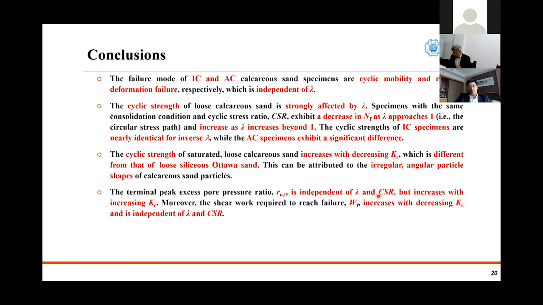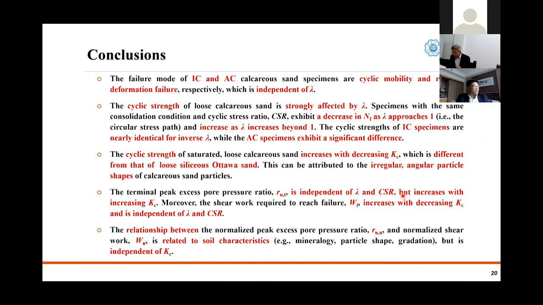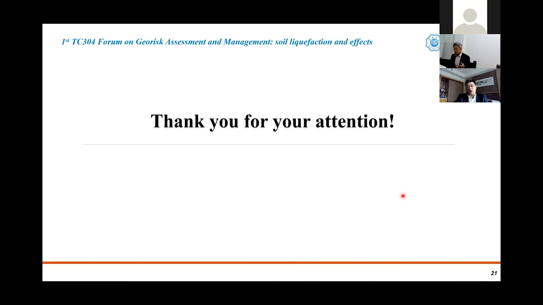So for this kind of research, different people give different results. Sometimes we do similar tests but use different materials. We need further study to compare, using the same material. This is my talk. Thank you for your attention.